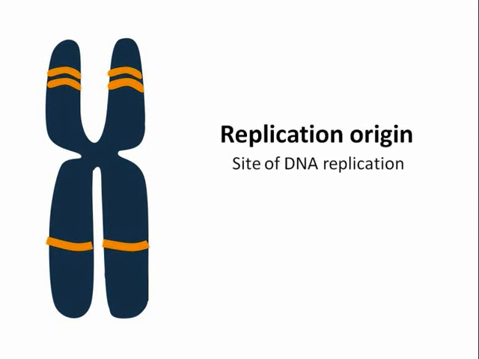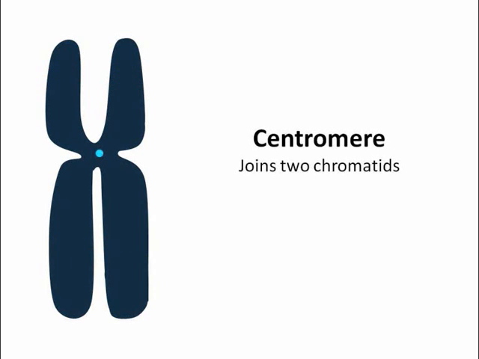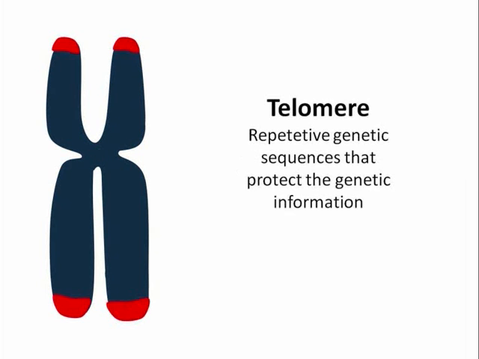A chromosome consists of 3 important features: a replication origin, centromere and telomere. The replication origin is the site where DNA replication begins and is of major importance during cell division. The centromere joins 2 sister chromatids together and is therefore important following cell division when the chromatids are separated. Finally, the telomere consists of a highly repeated genetic sequence at each end of a chromatid. This allows it to be efficiently replicated to a daughter cell and protects it from being damaged.